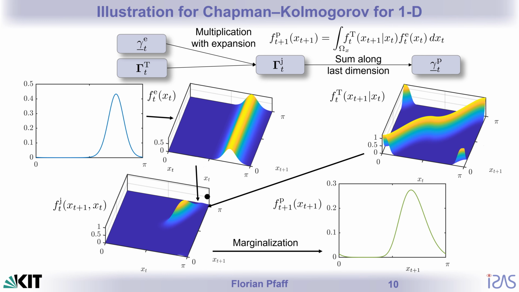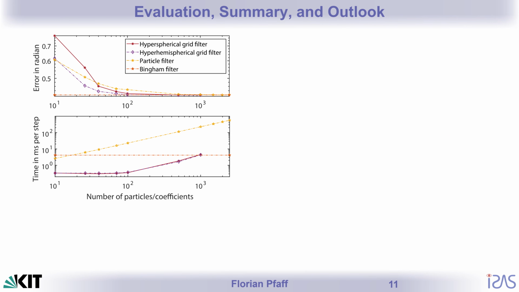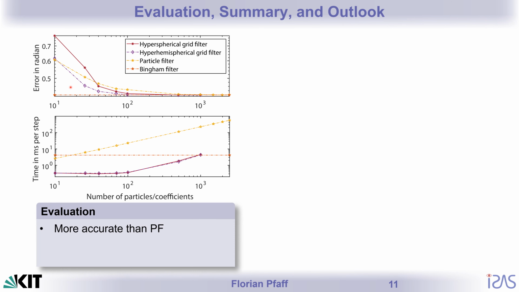So far, we've mainly visualized S2 spheres, but in our evaluation, we consider the S3 sphere, which is useful for estimating unit quaternions. We see the errors here and the runtimes per time step here for all of the filters. And we see we are more accurate than the particle filter. The particle filter is here, and here's our hyperhemispherical grid filter. And if we use as many grid points as the particle filter uses particles, we are more accurate.